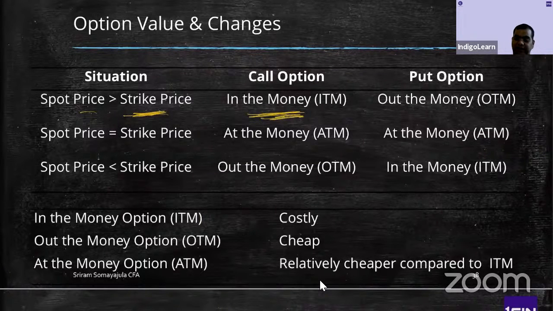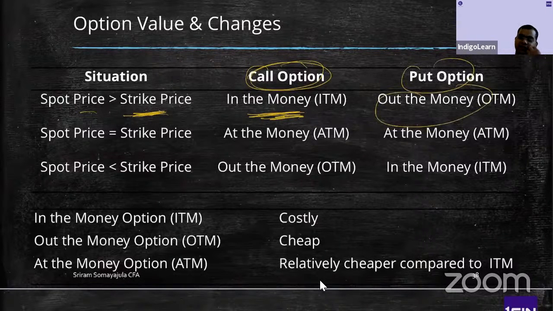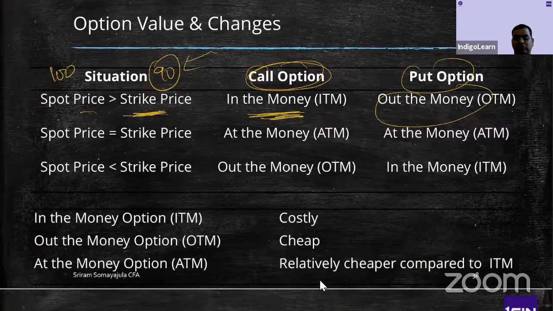If you have in the money, then for a call option it is called in the money, and for a put option it is called out of the money. Why is it called out of the money for a put option? I have a right to sell to you. Let us say the spot price is 100 and the strike price is 90. I have a right to sell to you at 90. Do you think I will exercise my right to sell at 90? Put is a right to sell, right? Will I exercise my right to sell to you at 90 when in the market I can sell at 100? No. So this option is out of the money.